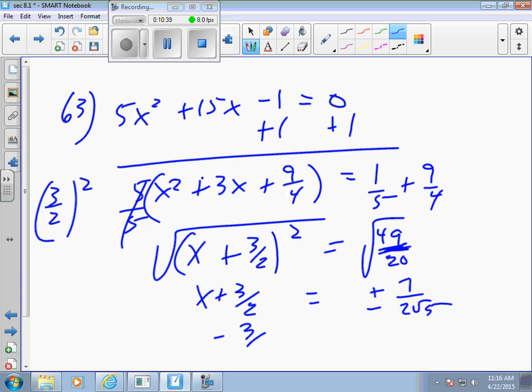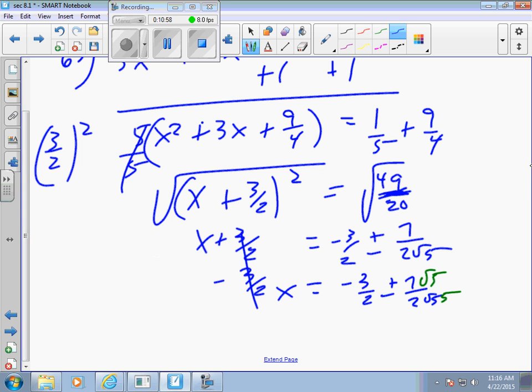And then I'm going to subtract the 3 halves. I get x equals negative 3 halves plus or minus 7 over 2 square roots of 5. We have to rationalize the square root of 5. Then when we do that, we get x equals negative 3 halves plus or minus 7 square roots of 5 over 10.